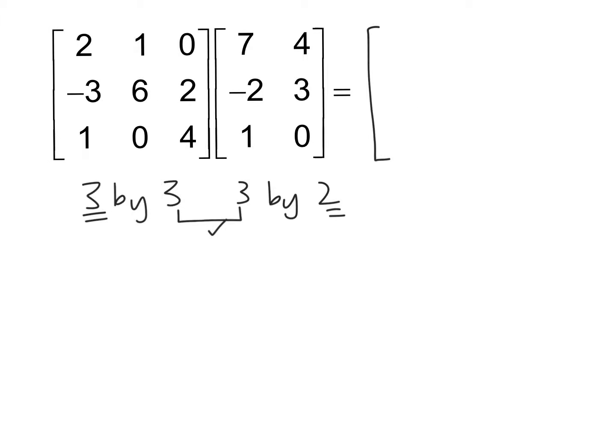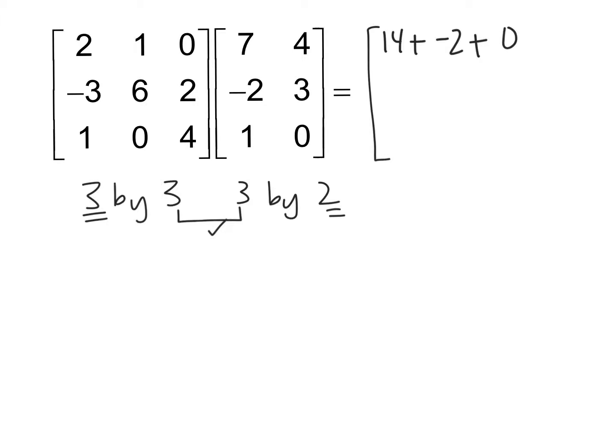So it's harder when it's a little bit bigger like this, but my first thing I'm doing is 2 times 7, which is 14. And then I'm going to do the 1 times the negative 2. We're always going across and then down. So 1 times negative 2 is negative 2. And I'm going to do 0 times 1, which is 0.